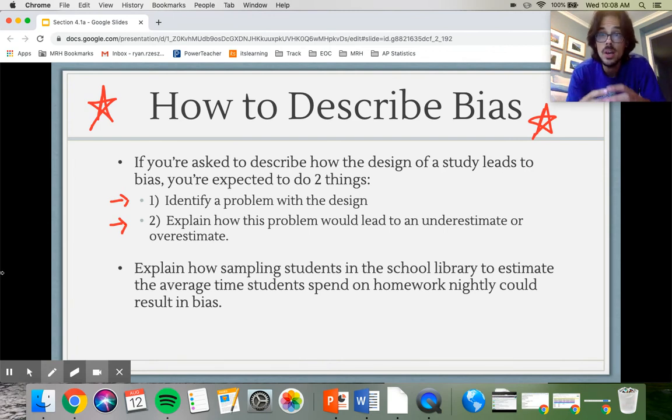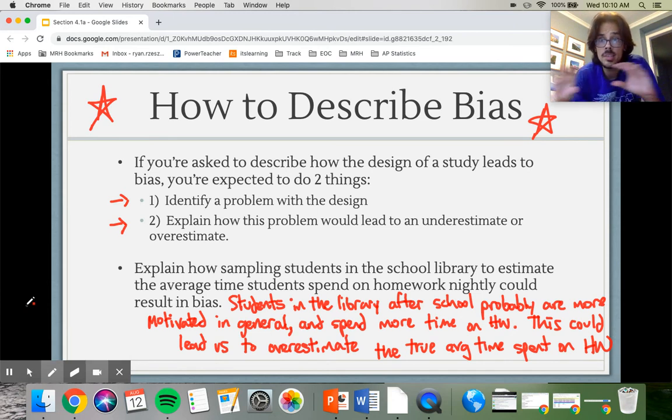Okay? So if I only sample from the library, I'm probably going to get kids who are more likely to do lots of homework. So my estimate for how much homework kids do is probably going to overestimate the real answer. My answer will probably be higher than the truth because kids in the library are more motivated. So I'm going to go ahead and throw up a nice little written up explanation of what I just said. You'll see a nice written up explanation there that would get full credit on a quiz or test. I identified a problem with the design, and then I talked about whether that problem would make me over or underestimate the true answer.